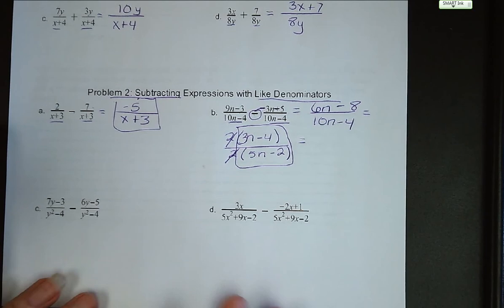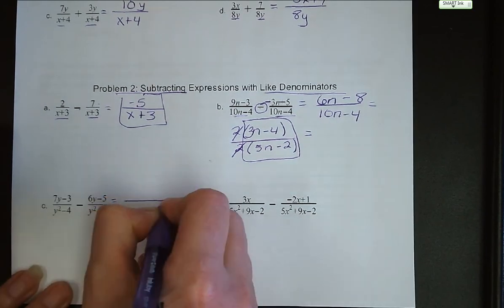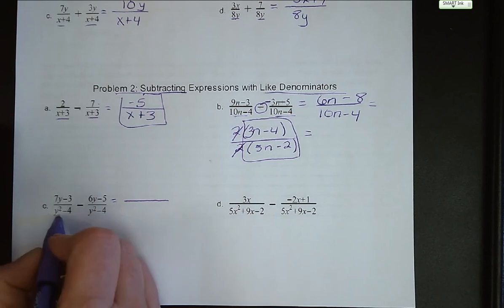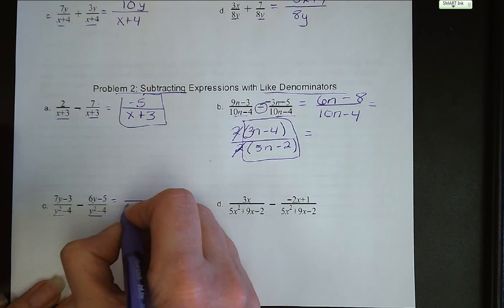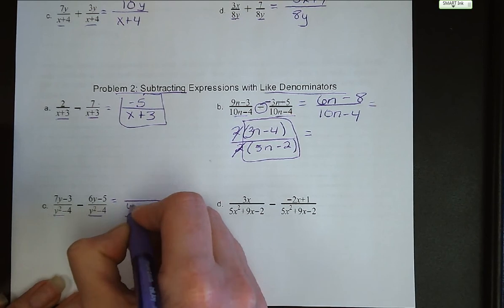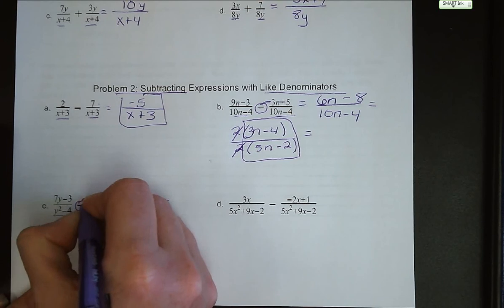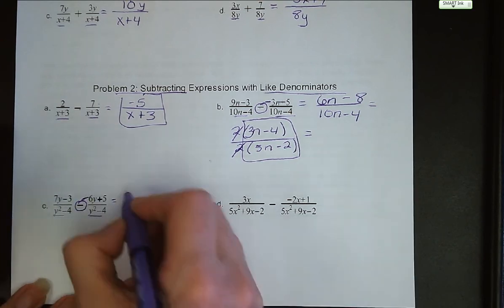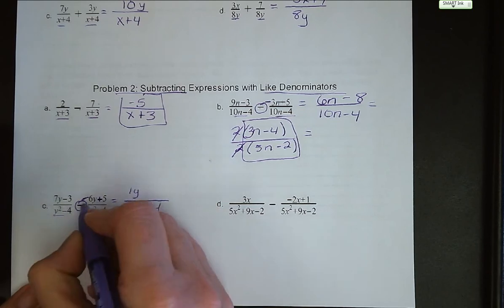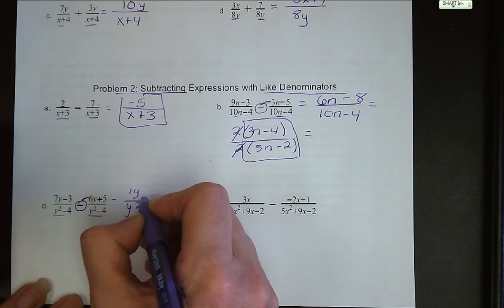All right. Letters C and D, I want you guys to try those on your own, and then we will go over them. So our denominator is y squared minus 4. Our numerator, 7y minus 6y, which is just going to be 1y. And negative 3 plus 5 is 2.